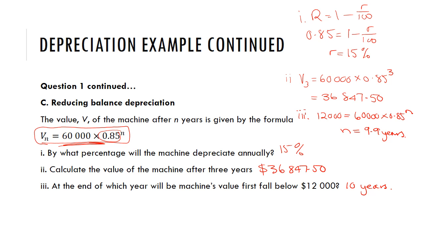Quite often the last part of the question might be which one is most advantageous. So it depends on the context of the question. Do we want the item to last for a long time, or do we want to write it off to a smaller value earlier on? So it just depends on what the question is asking you there.